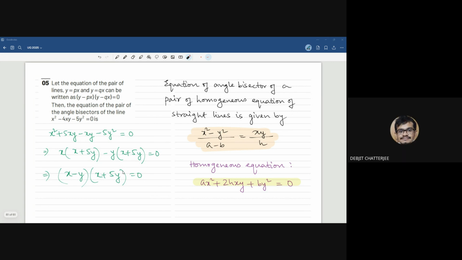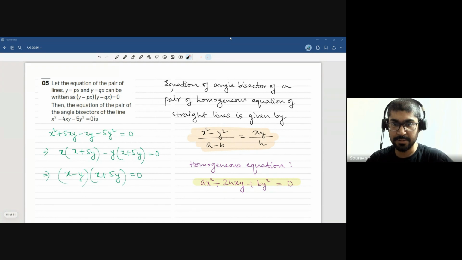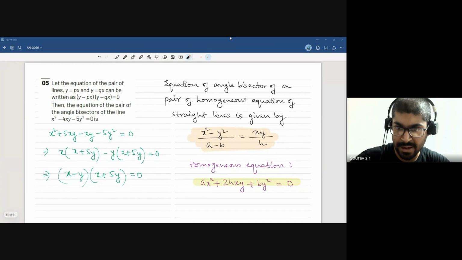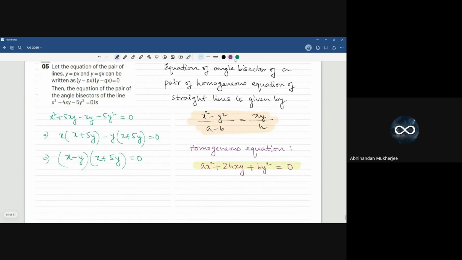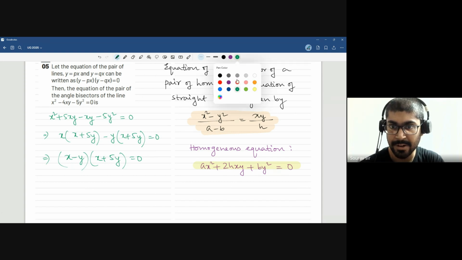x square plus 3xy minus y square equals to 0. I think that is correct. x square plus 3xy minus y square is equal to 0. Very good. So others, I hope you have finished this. You can just check. So is it x square minus y square plus 3xy is equal to 0? Yes, that is correct. So you just have to compare, right?